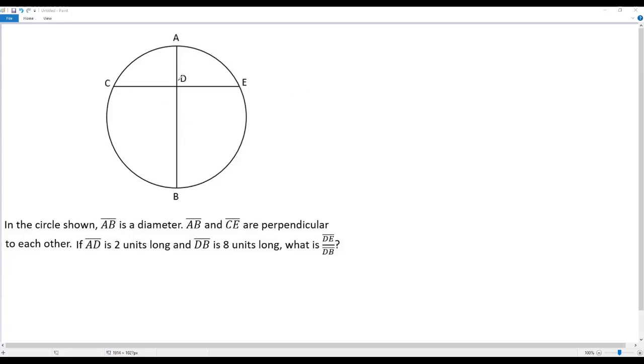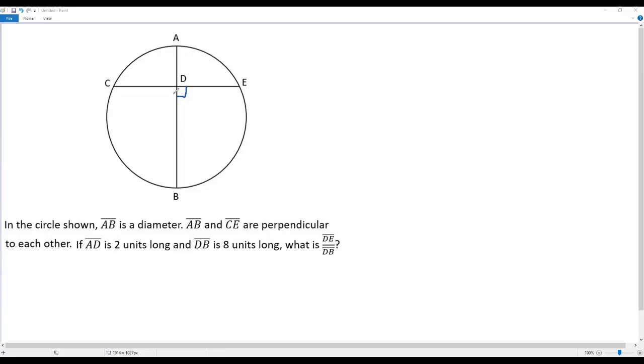Okay, so in the given circle, AB is the diameter. Even though AB is the diameter, it is also a chord. So the two chords are intersecting inside the circle: the chord CE and chord AB, and AB and CE are perpendicular to each other. That is, the chord AB and the chord CE intersect at a right angle.